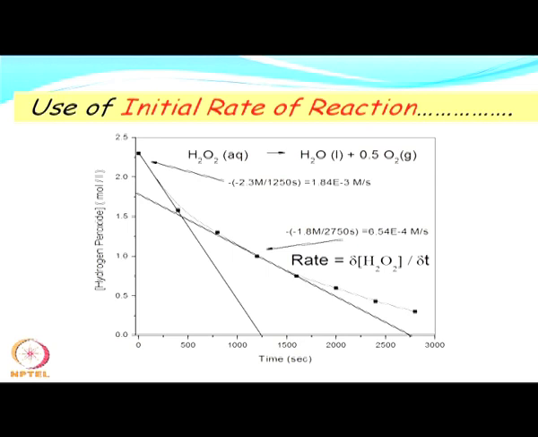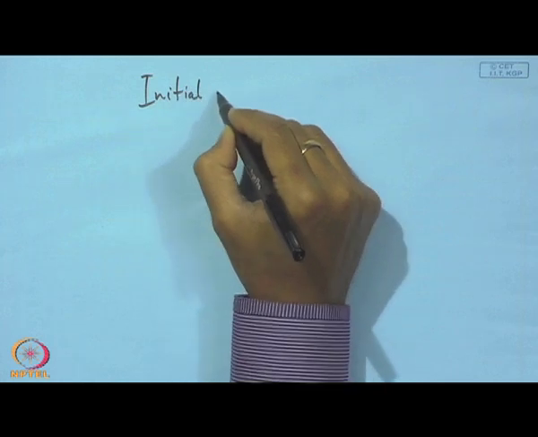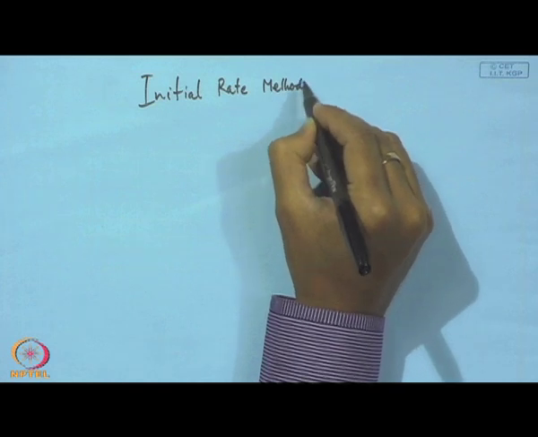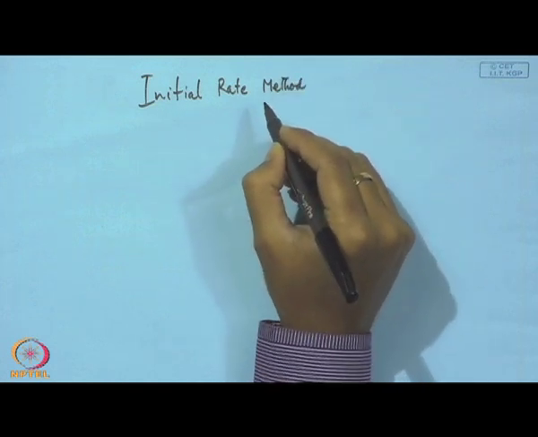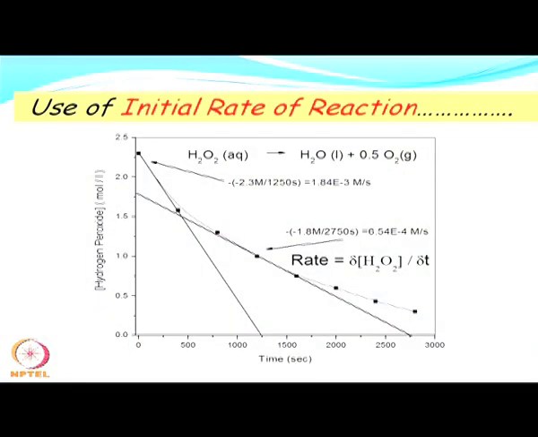Now, there is another method which is called the initial rate method, to find out the rate of reaction. Now, let us look into this slide. Here we are using the same reaction, that is H2O2 aqueous producing H2O liquid and 0.5 O2 gas. And this is the concentration of hydrogen peroxide as a function of time.